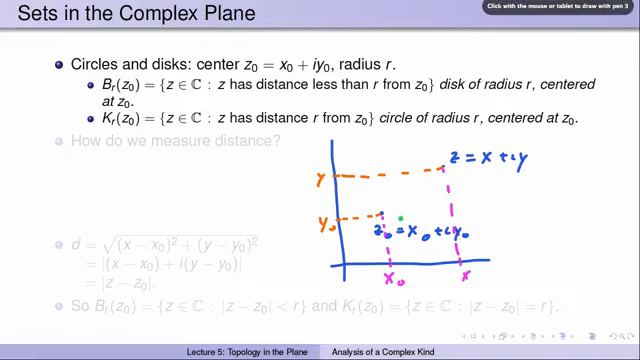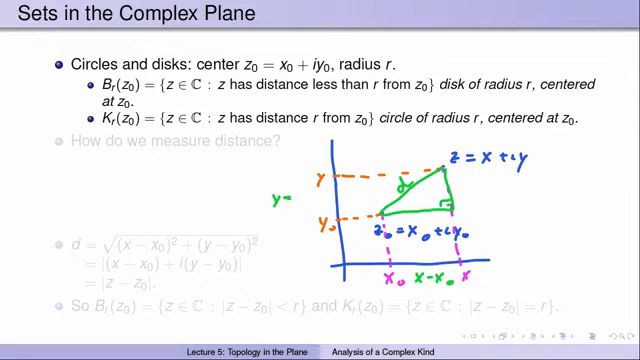What is the distance between z and z0? It's the length of the connecting line segment between z0 and z. How do I find that? Well, I can draw a right triangle here. And I find a triangle with this right angle. And so in order to find this distance, I'll call that d, I could just as well find the length of the two legs and use the Pythagorean theorem. So how long are these two legs? Well, this leg down here has length x minus x0, because that's the distance between the two x-coordinates. And this leg here has length y minus y0.